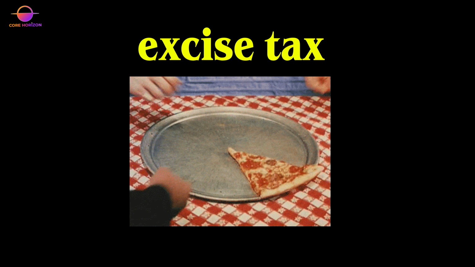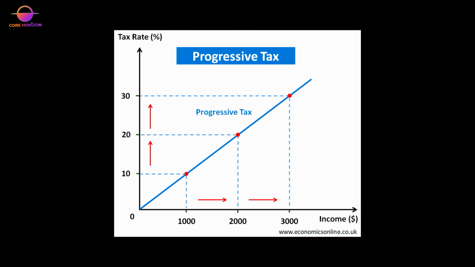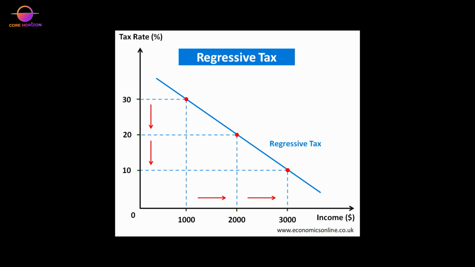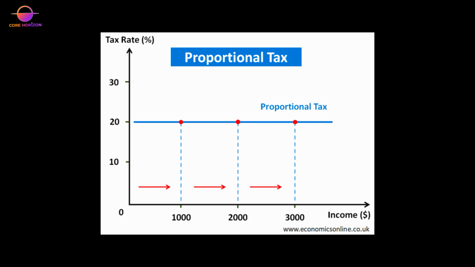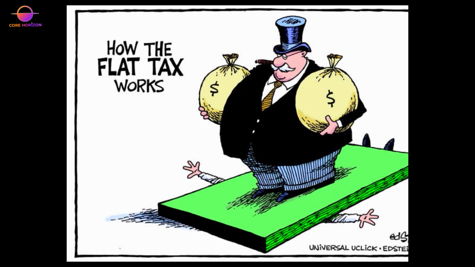Alcohol, cigarettes, fuel, sugar. Progressive taxes mean higher incomes pay a higher percentage. Regressive taxes hit low-income earners harder. Flat taxes don't care who you are. Everyone pays the same rate.